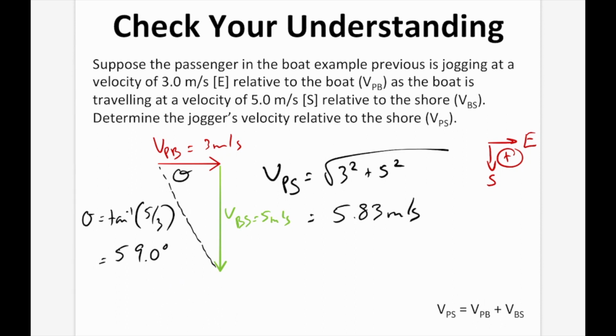Well, we need two sig digs in our answer, so let's make sure we keep consistent. So our final answer is going to be 5.8 meters per second. And in this case, we went east 59 degrees south. And that's our final answer.